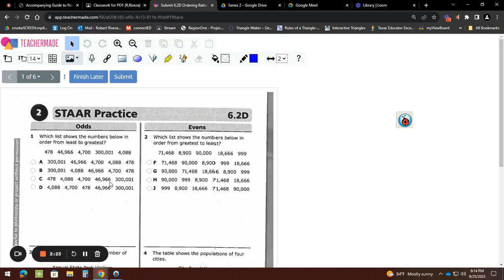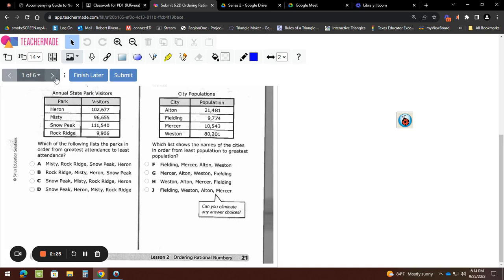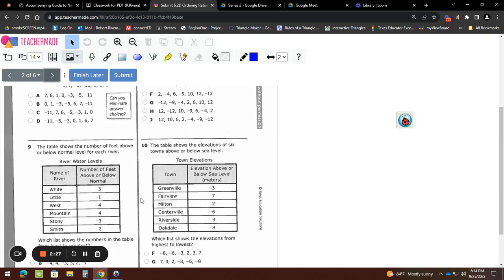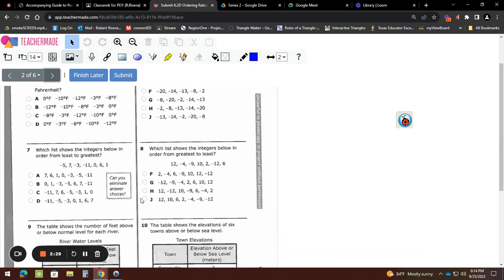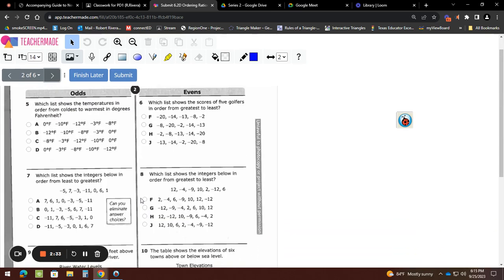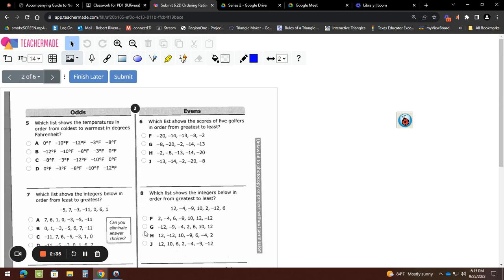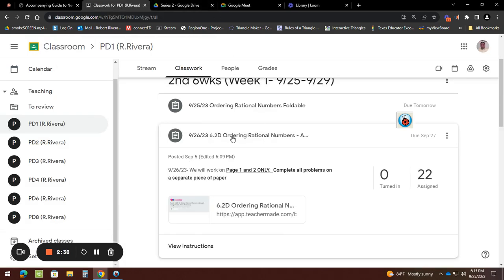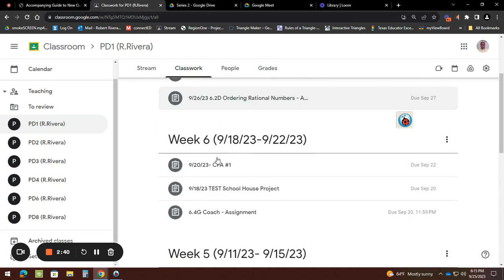I'll do half of these, page 1 and page 2. That's all you're doing, which is a total of 10 questions. I'm doing about 5 in the classroom. You'll do the rest. But that's for tomorrow. I just wanted to let you know because some of you get confused. What's for homework? Check the dates.